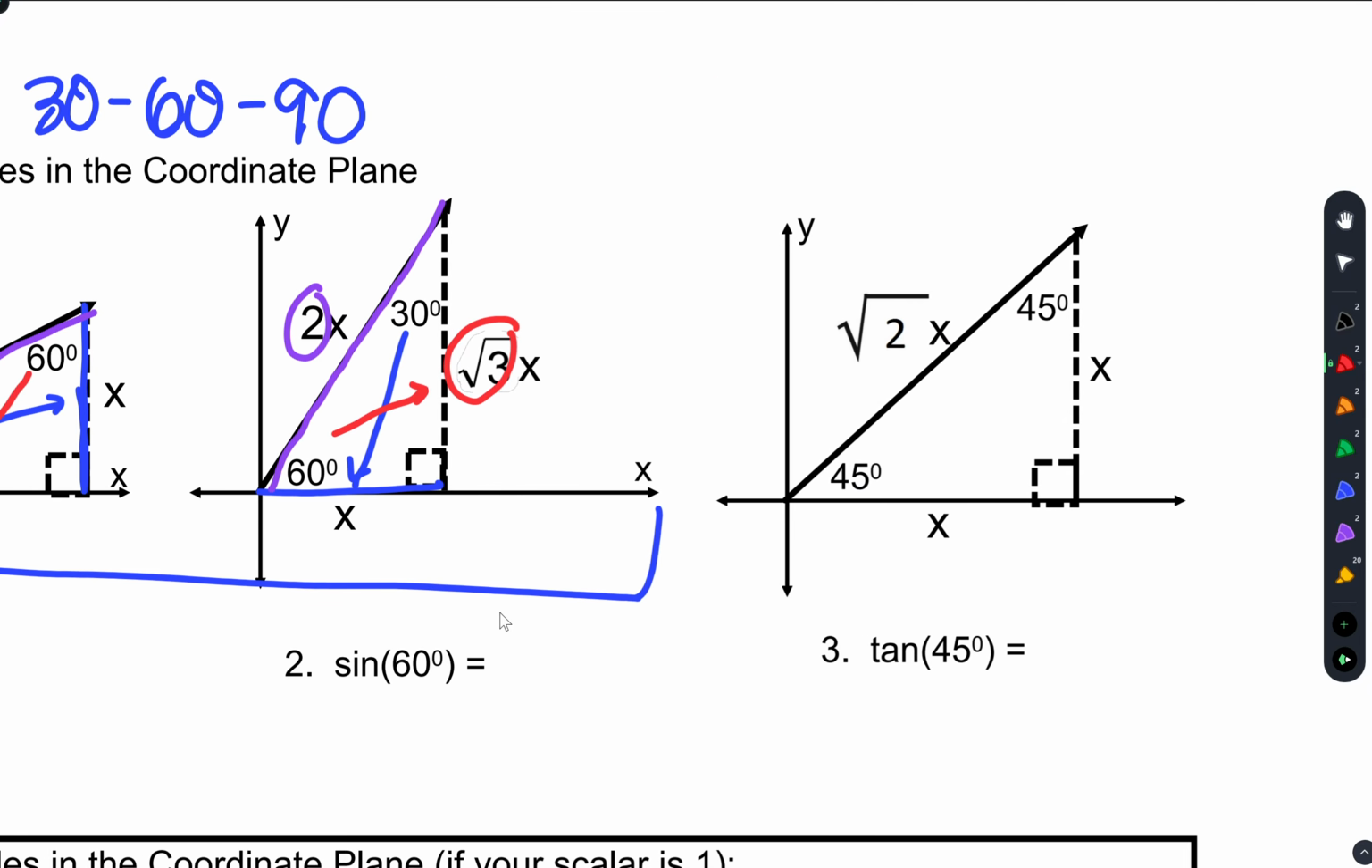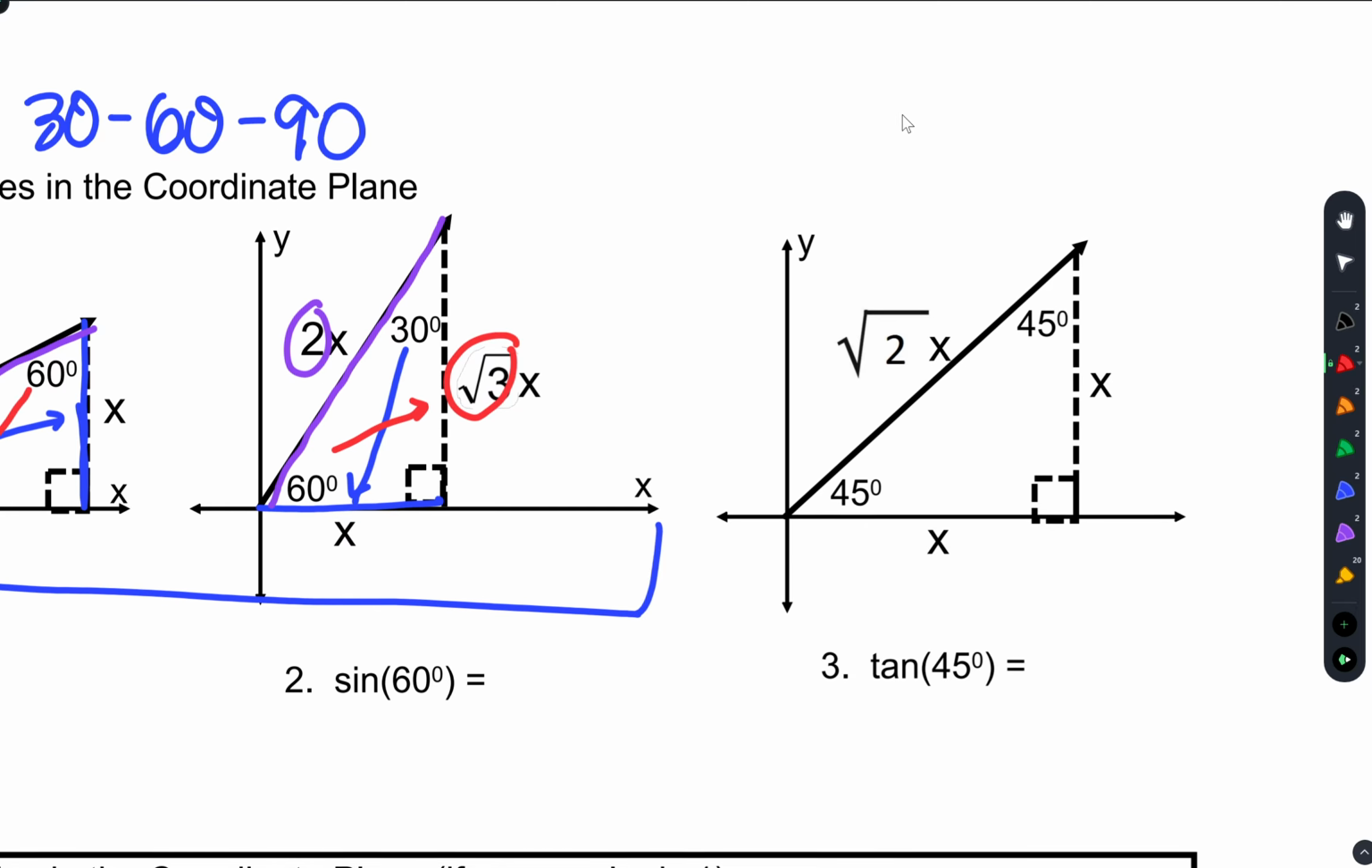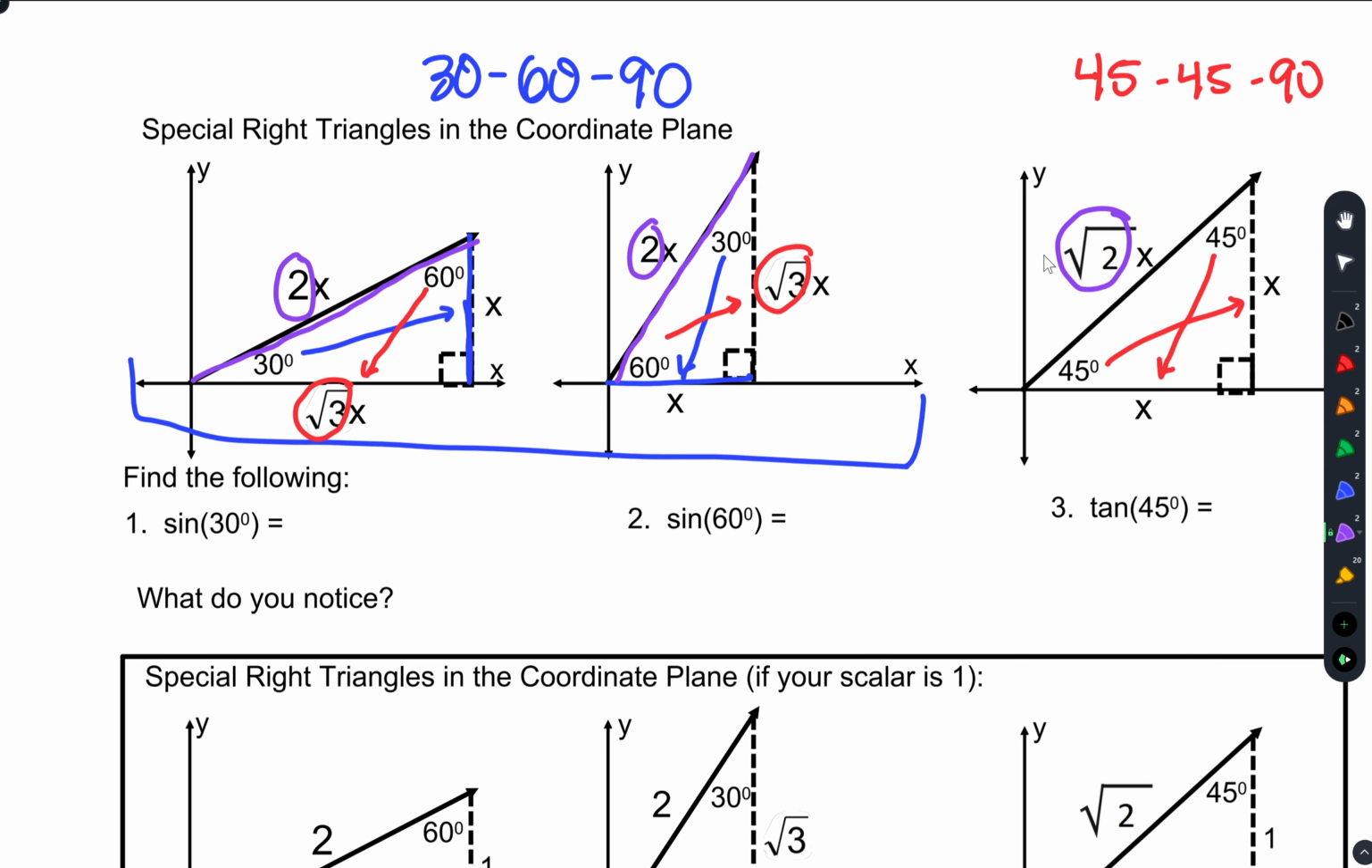Okay, let's talk about 45, 45, 90s now. In a 45, 45, 90, the 2 legs are the same. They are both X. And the hypotenuse across from that 90-degree angle is radical 2 times X. So there are 3 magic numbers that we need to remember. For 45, 45, 90s, that magic number is radical 2. For 30, 60, 90s, we have to remember the hypotenuse is times 2, and the long leg is times radical 3. Everybody good with that? We remember? Good refresher? Okay.